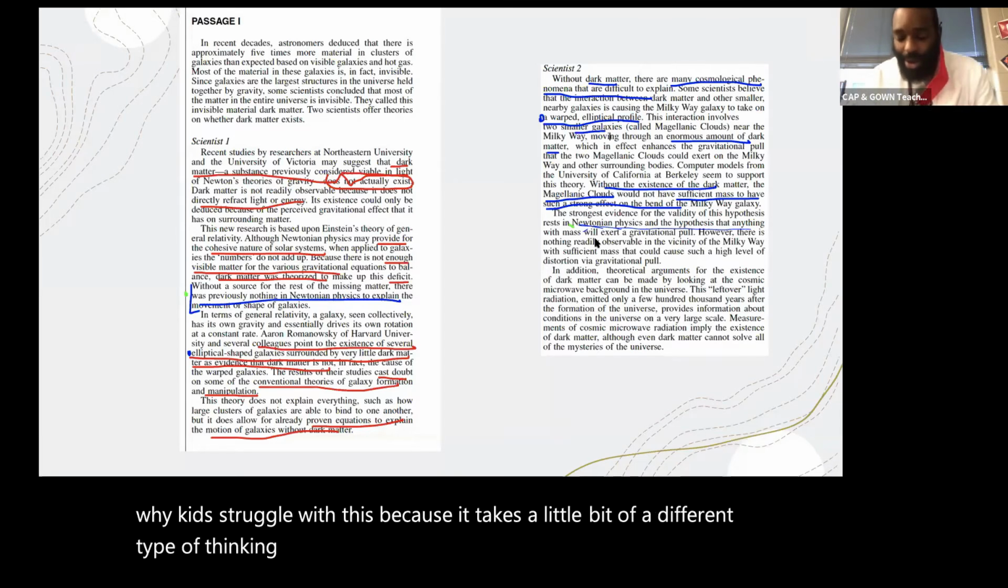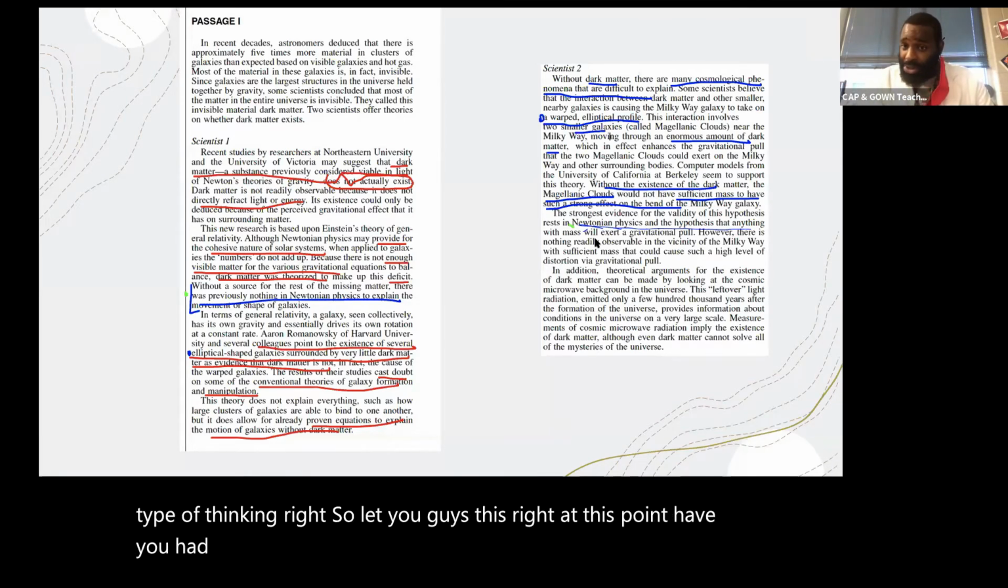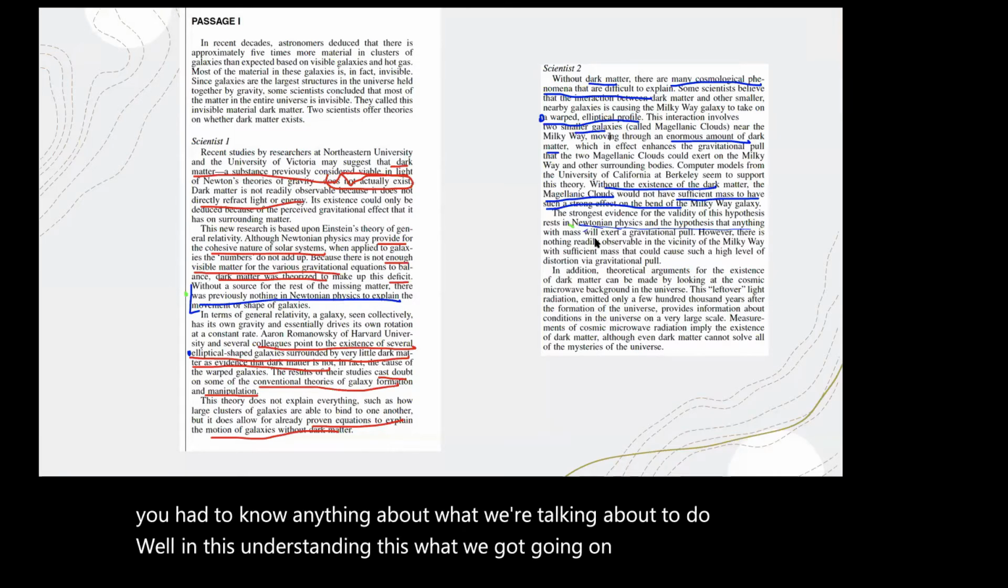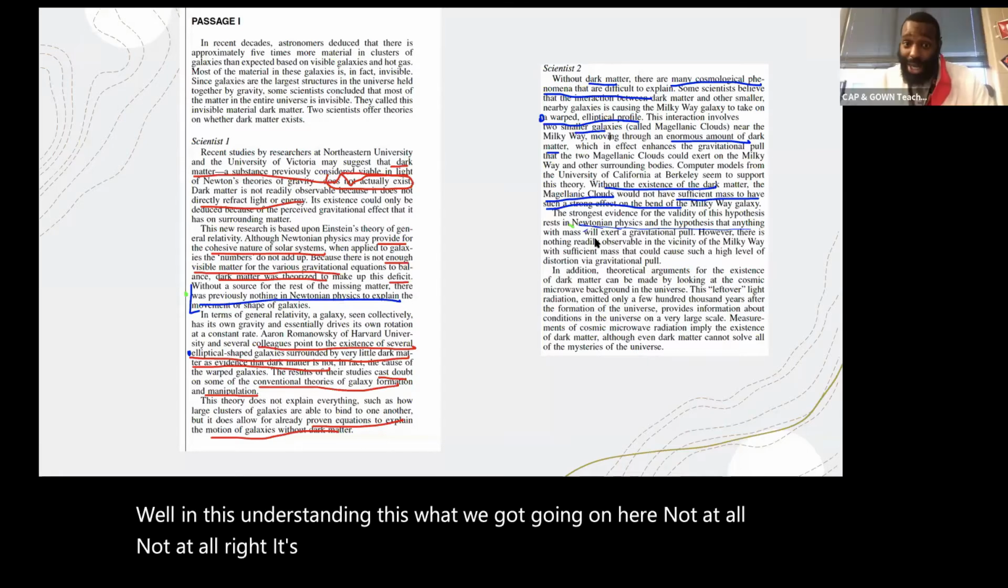So let me ask you guys this. At this point, have you had to know anything about what we're talking about to do well in this, understanding what we've got going on here? Not at all, right? It's all about how to strategize what's going on. So again, I'm teaching you guys the strategies.